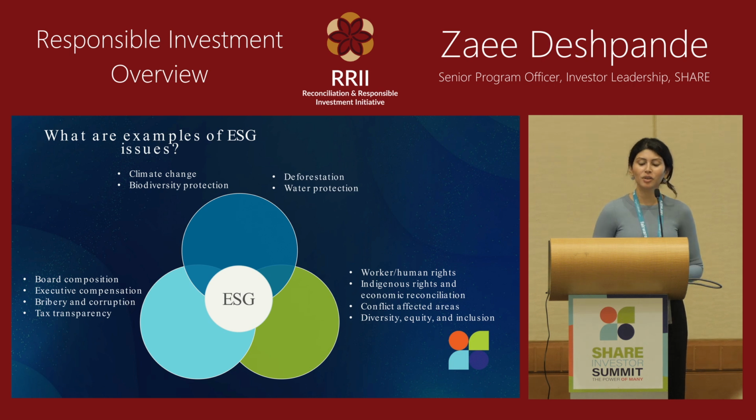Okay. So what are some examples of ESG issues? We heard a little bit on this from Scott earlier today. E being environmental, some issues that come to mind here: climate change, biodiversity protection, deforestation, water protection. If you look at the S, some key social factors are worker and human rights, indigenous rights and economic reconciliation, conflict-affected areas, and there's a panel on that at the summit this week as well, diversity, equity, and inclusion. And then on the G, the governance aspect, this includes board composition, executive compensation, bribery and corruption, tax transparency, just as a few examples.